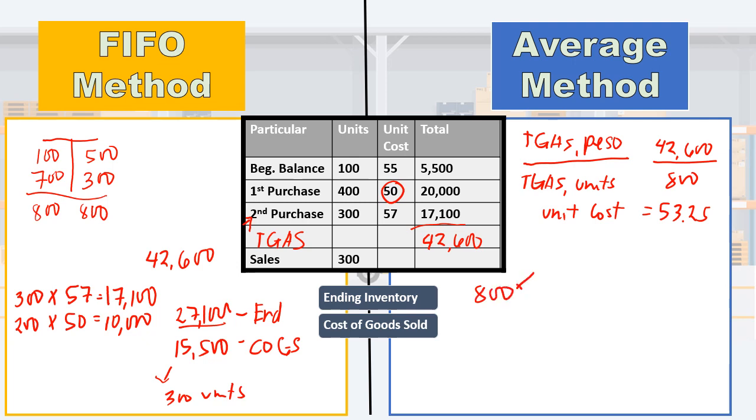So, sabi doon sa problem, yung 300 daw naging part ng ending inventory. Tapos yung 500 naging part ng cost of goods sold. Ay, baliktad pala, sorry. So, yung 300, ito yung ating cost of goods sold. Tapos yung 500, this represents your ending inventory. Yan. So, ang gagawin lang po natin, dahil meron na tayong unit cost, i-multiply lang natin.